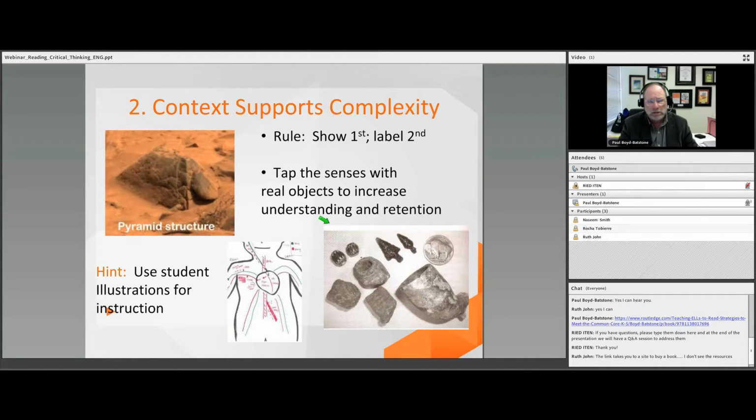Another aspect that provides context is to have actual items to look at, to handle if possible, or possibly models that reflect what the actual item looks like. But that allows us to tap into the senses. Real objects allow us to think of things in terms of what are the dimensions. Look at how this measures in terms of a coin. So we get to see what size these objects are. Also, when we tap into the senses, we increase retention and understanding of what it is we're talking about.